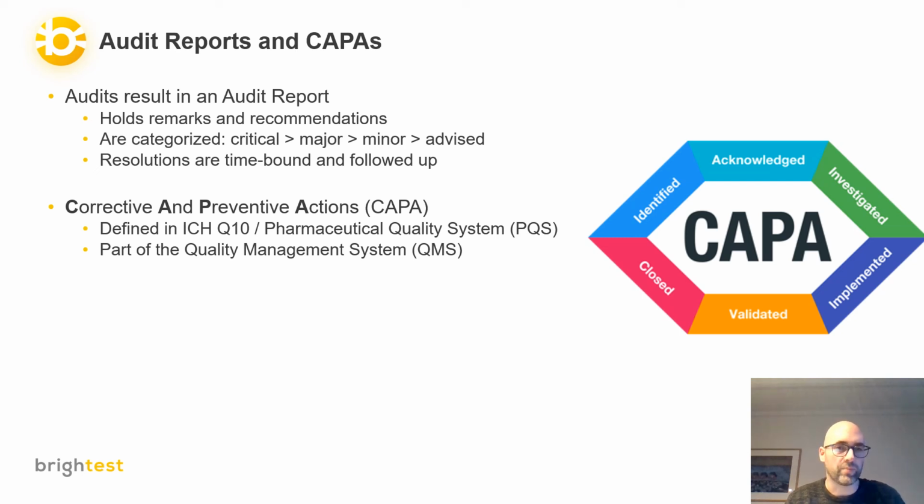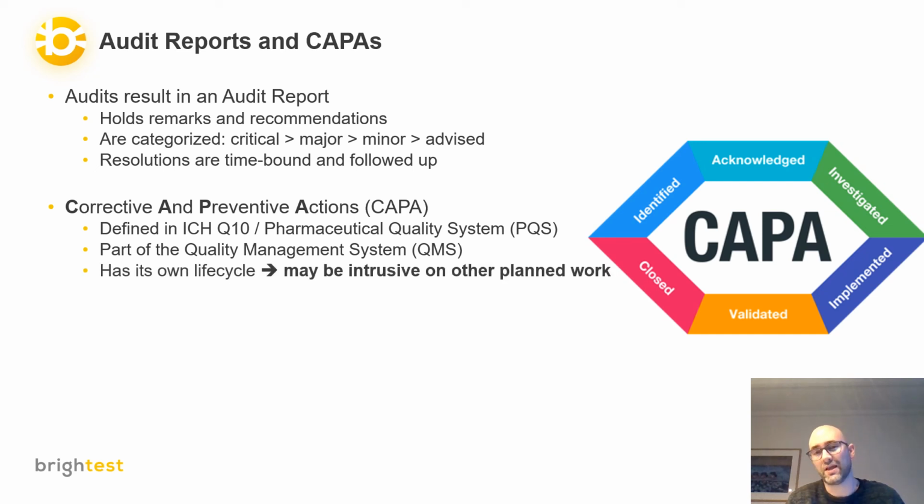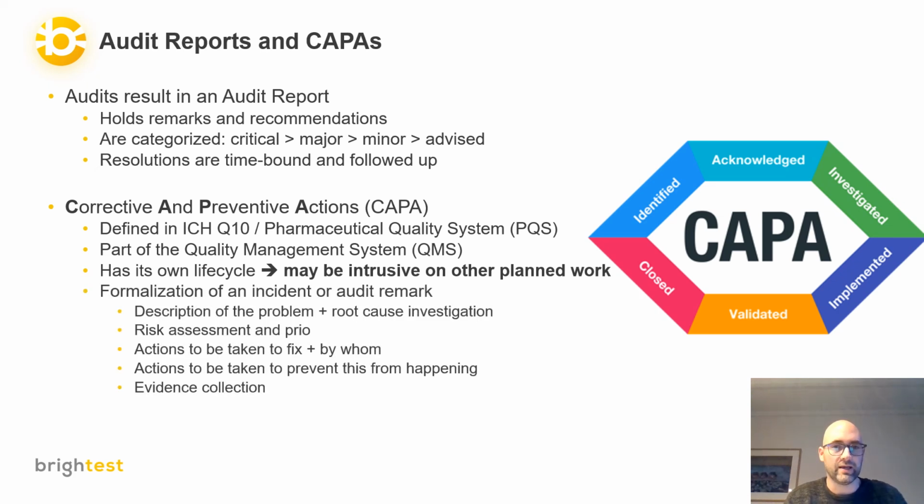So it's also a part of the ICH Q10 specification on how to do that. It's also managed in the QMS. So it has its own life cycle. This also means that if an urgent CAPA comes in, it can be intrusive on your other planned work. Things have to come first, and it may be conflicting with the planning you were making.